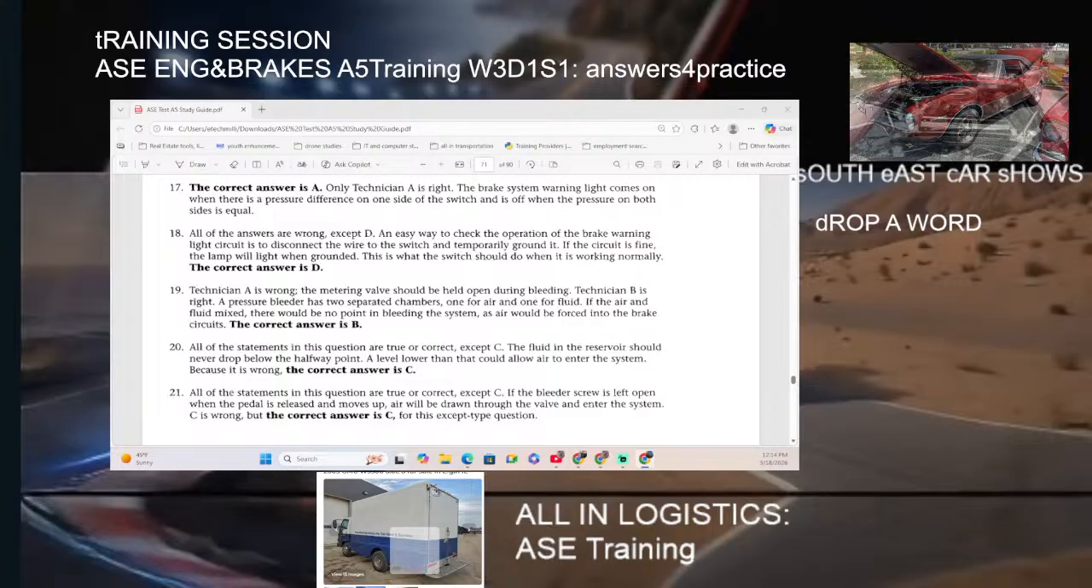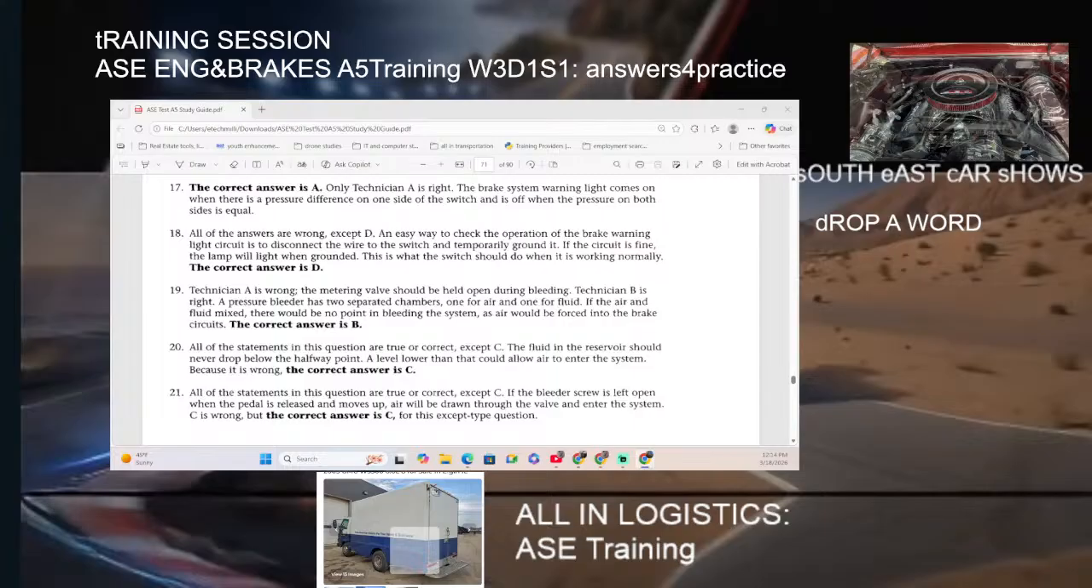18. All of the answers are wrong except D. An easy way to check the operation of the brake warning light circuit is to disconnect the wire to the switch and temporarily ground it. If the circuit is fine, the lamp will light when grounded. This is what the switch should do when it is working normally. The correct answer is D.